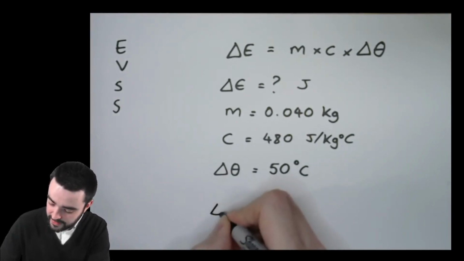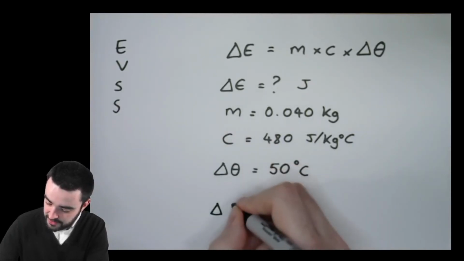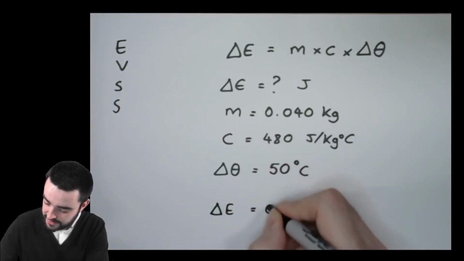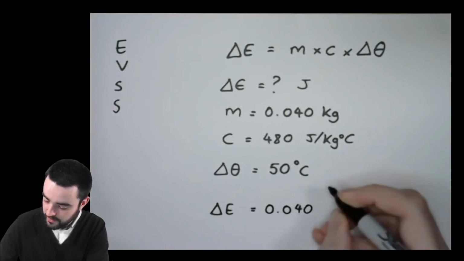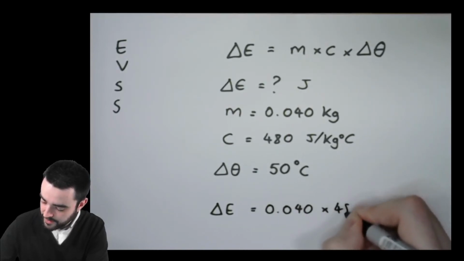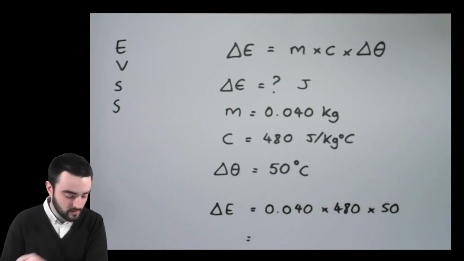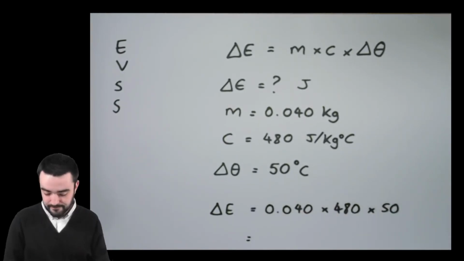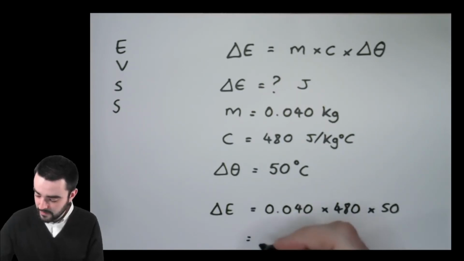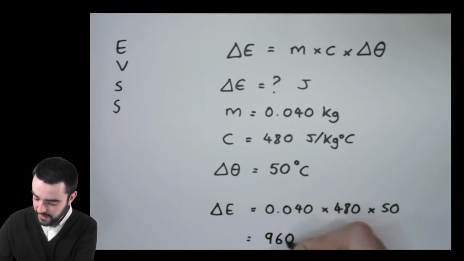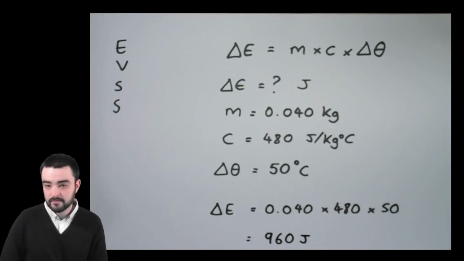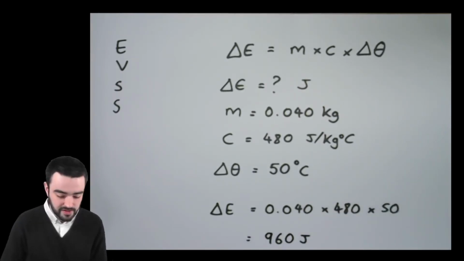Now I need to put the values in for the substitution. Delta E is equal to 0.040 times by 480 times by 50. Then we put this into our calculator again. 0.04 times 480 times by 50. 960 joules. Okay, so there we did our solve.